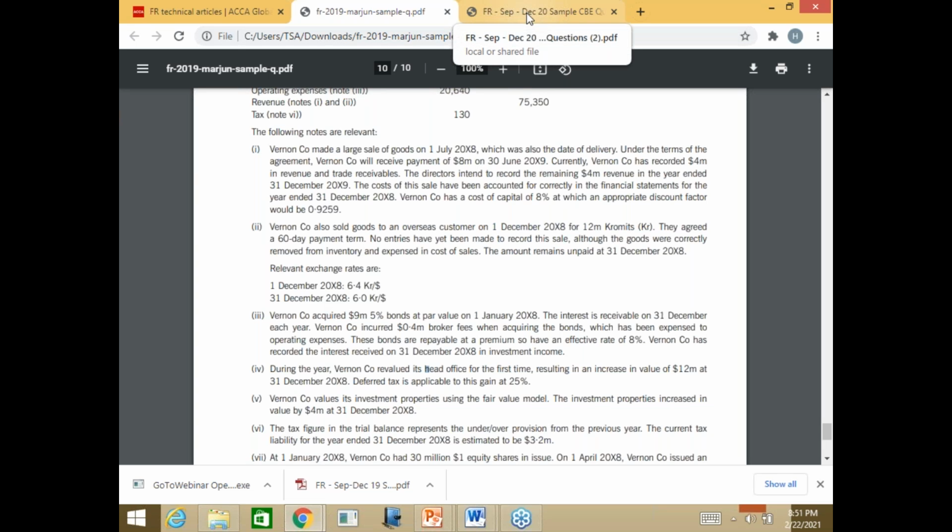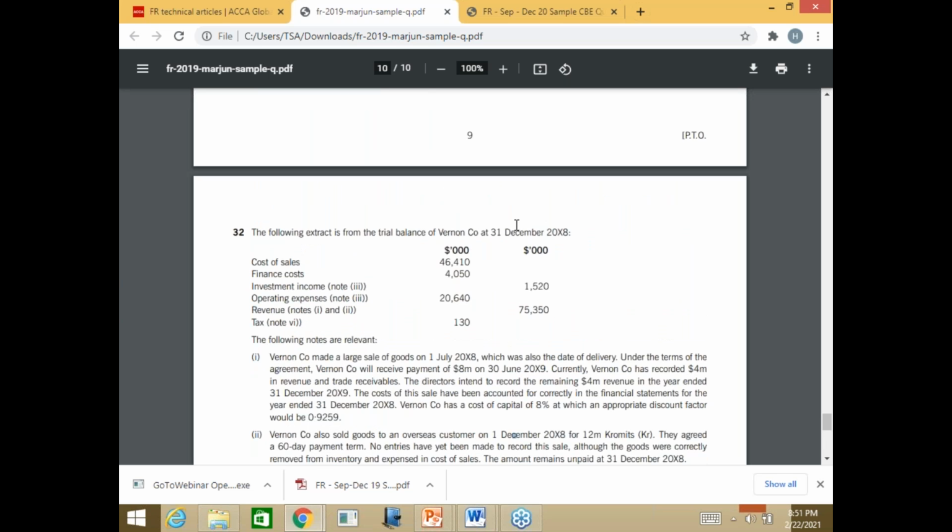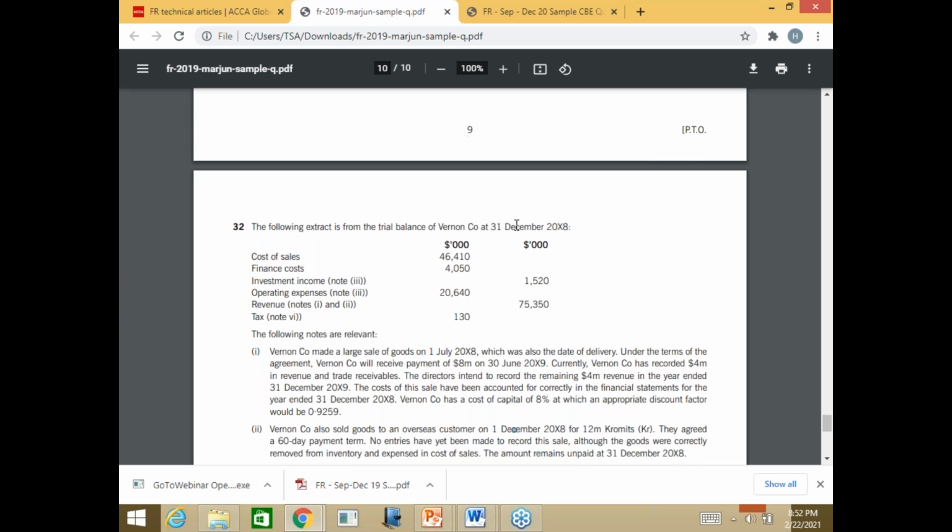The first one is related to September, December 2020 hybrid paper, and the second one is related to March, June 2019. These both are related to the final accounts, well known. You can find these questions easily from the past papers.